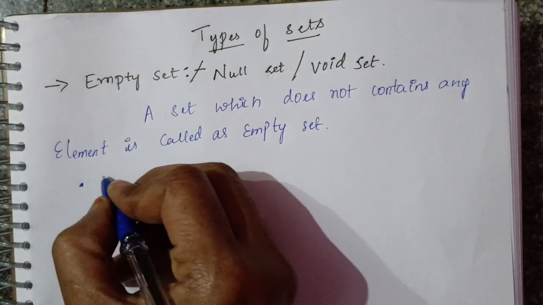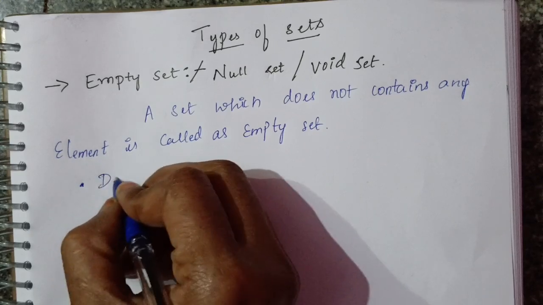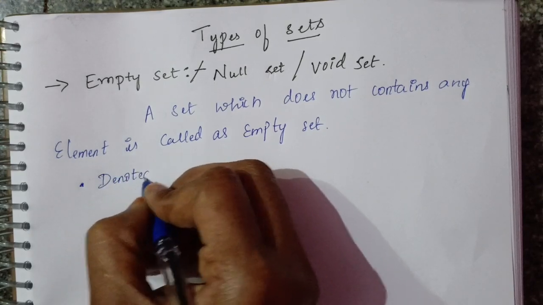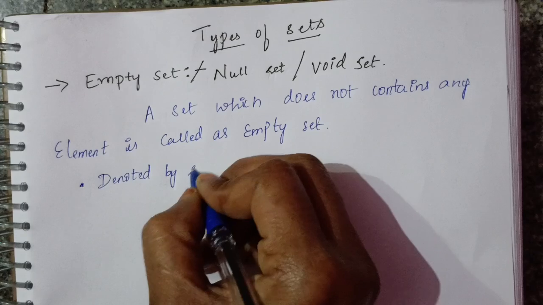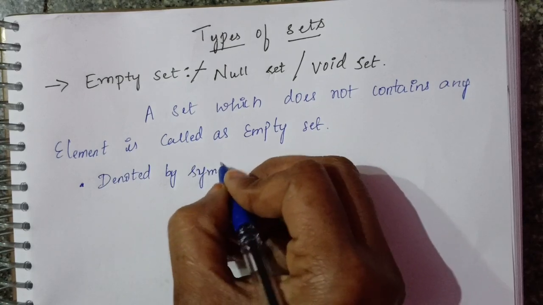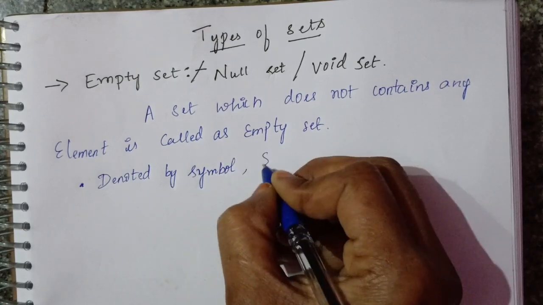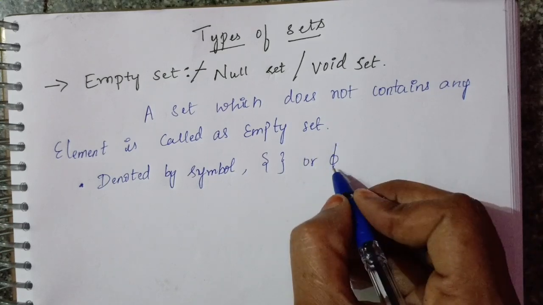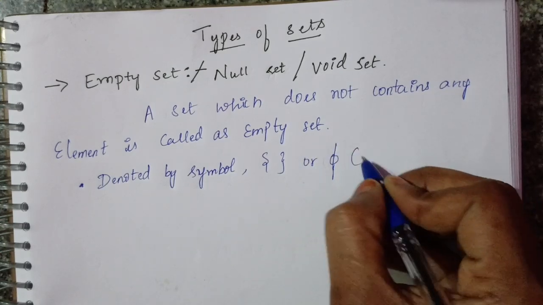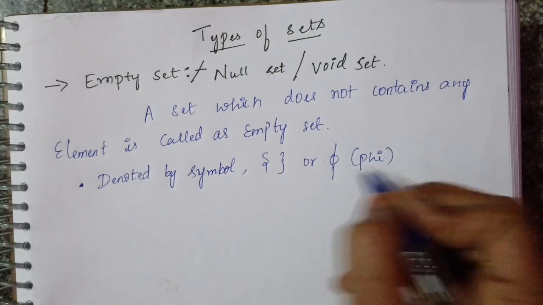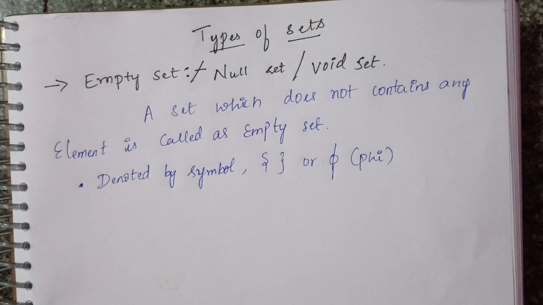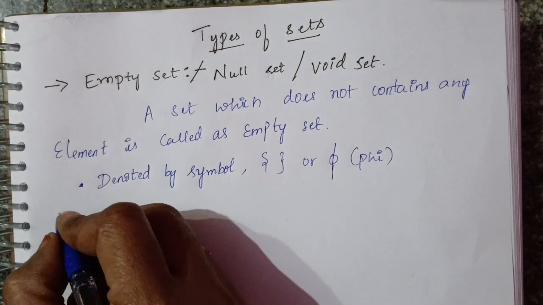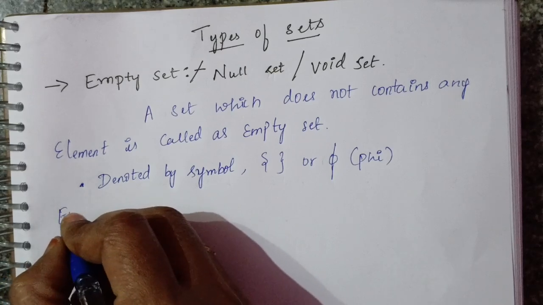Empty set we denote by the symbol of curly empty braces, or like this, which we call phi. Like phi we denote it.